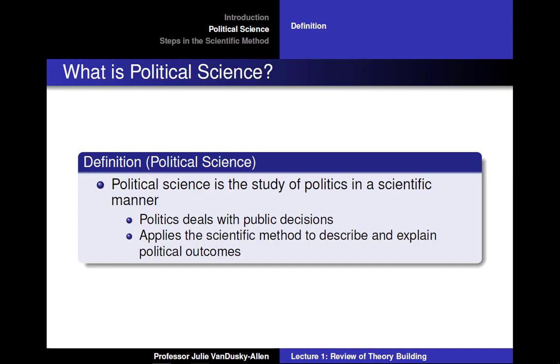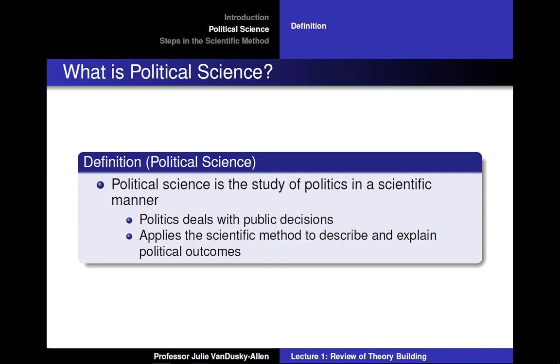This semester, you are taking an advanced research methods class in political science. Before we talk about these methods, we first have to discuss the scope and goals of political science itself. So what is political science? Political science is the study of politics in a scientific manner.